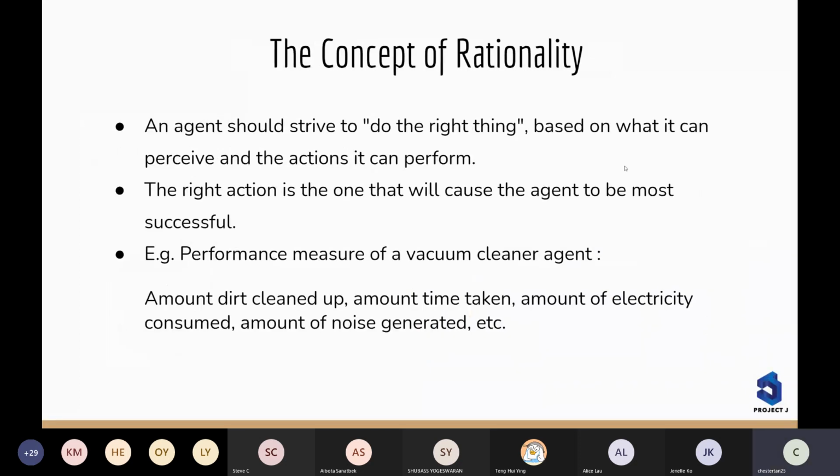Okay, so next, we come to the part on the concept of rationality.